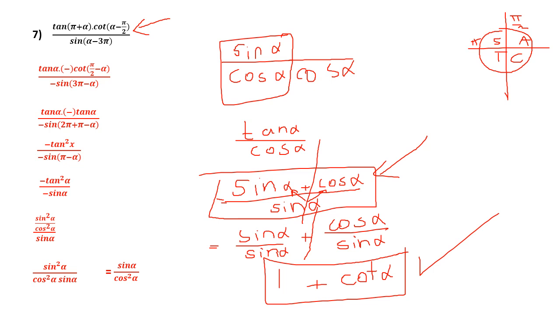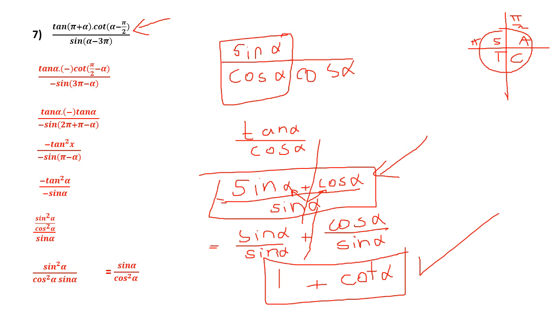So pay attention. I can write this as sine alpha over sine alpha plus cosine alpha over sine alpha. What did I do in this case? You know that the same denominator is for both of them. It's for the sine and it's for the cosine. So I split them in this way. Now sine alpha over sine alpha is 1. And cosine alpha over sine alpha is what? It's cotangent alpha, right? So the final answer is 1 plus cotangent alpha.